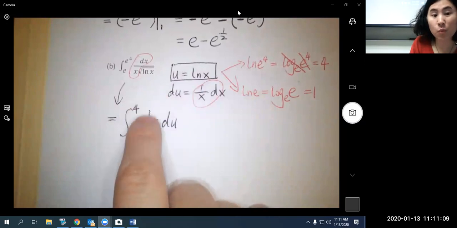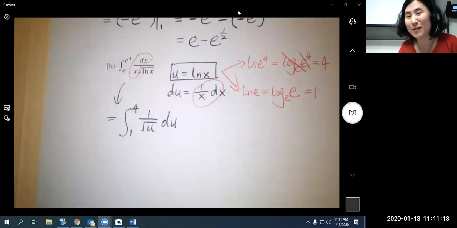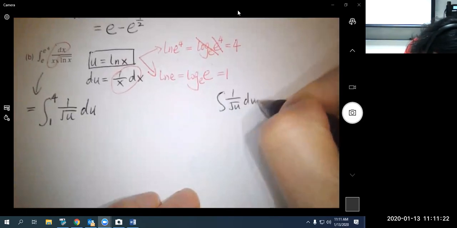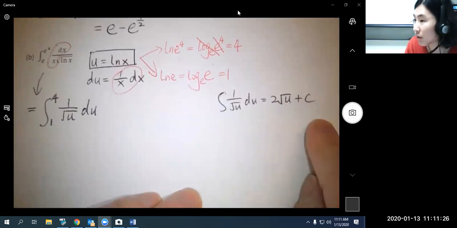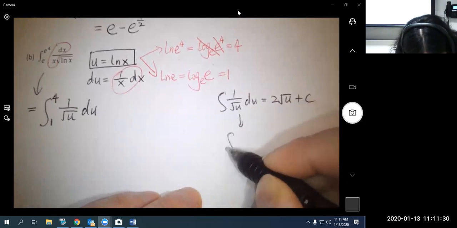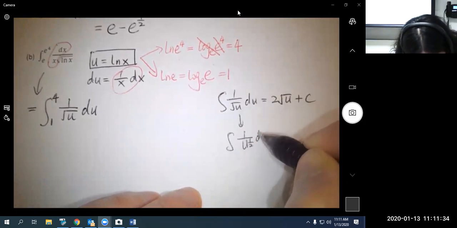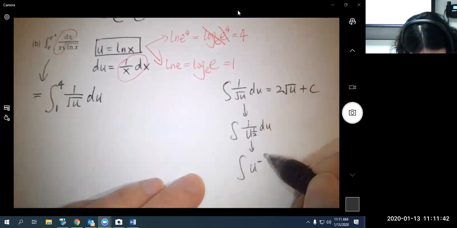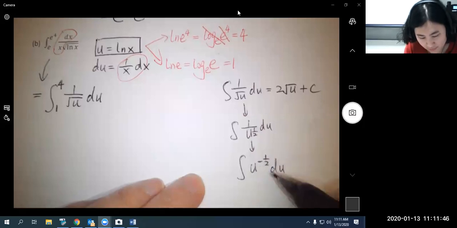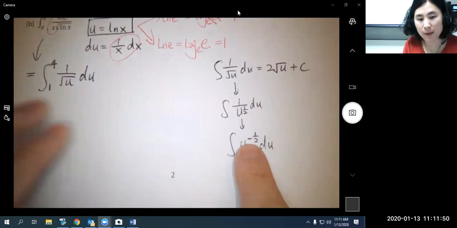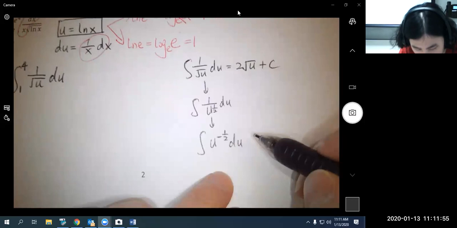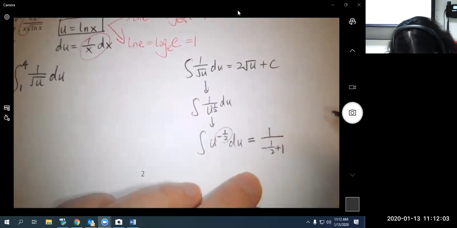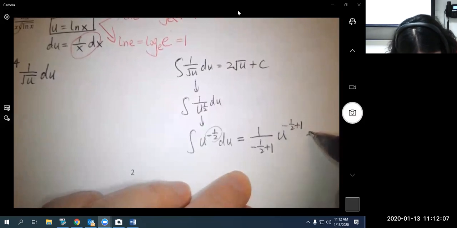What is the antiderivative for 1 over square root of u? We did this several times in our calc class. I'm going to do it one more time and I want you guys to remember the result. 1 over square root of u du equals 2 times square root of u plus the constant c. How do we get this result? This is 1 over u to the 1/2 du, because square root of u equals u to the 1/2. It is actually u to the negative 1/2 du. And then by the power rule, the integral of u to the alpha du is 1 over alpha plus 1 times u to the alpha plus 1, plus the constant c.